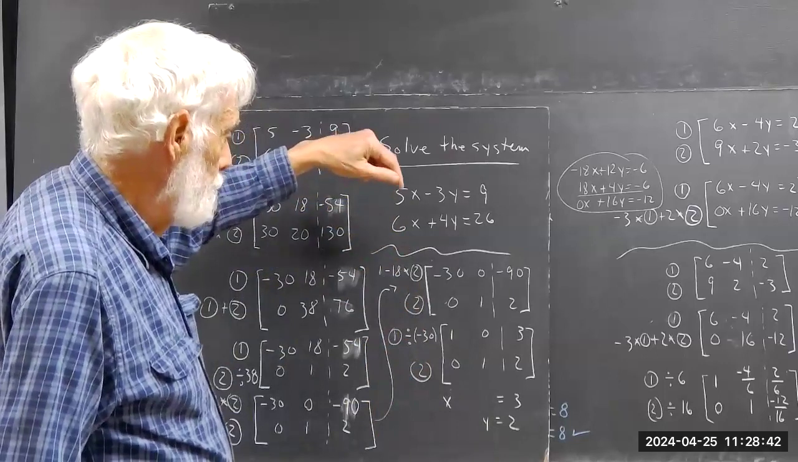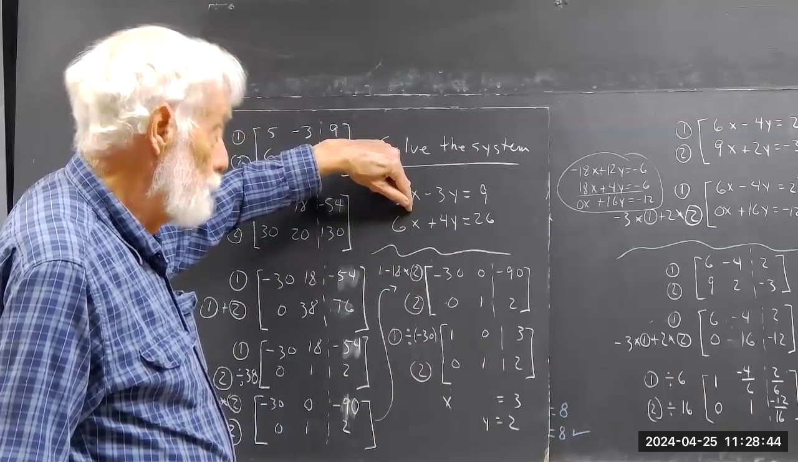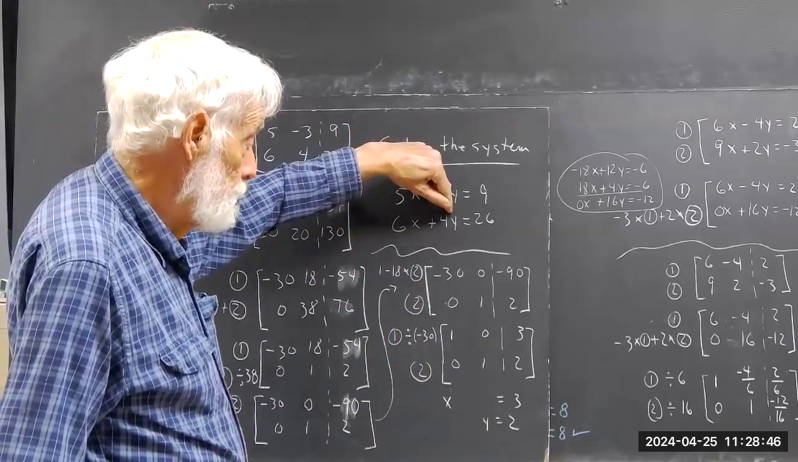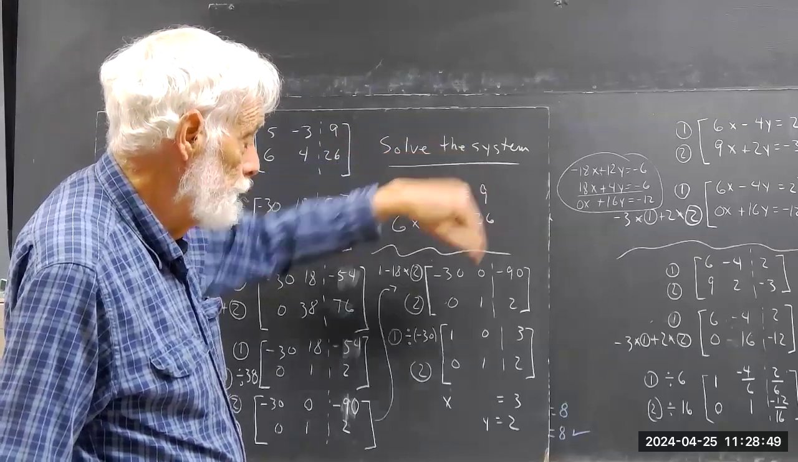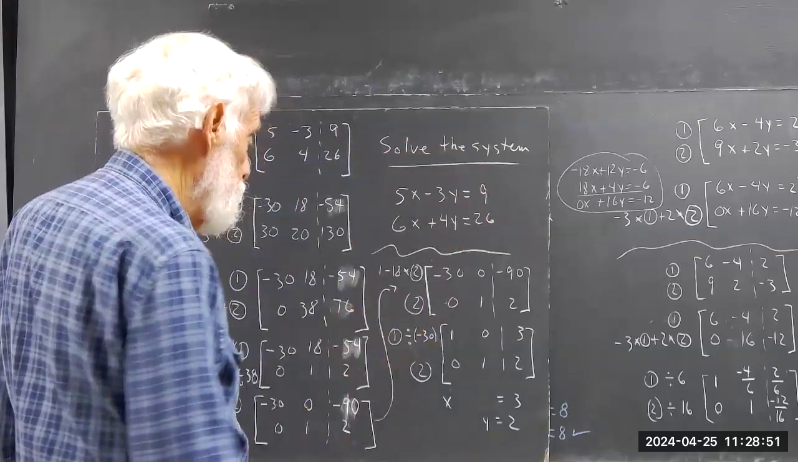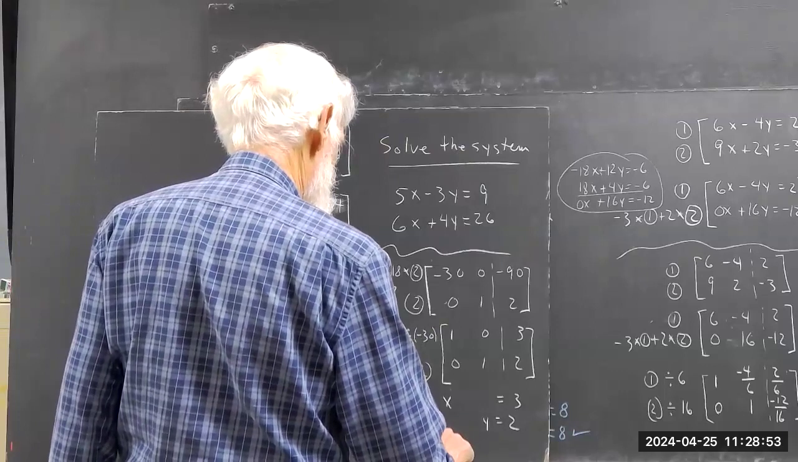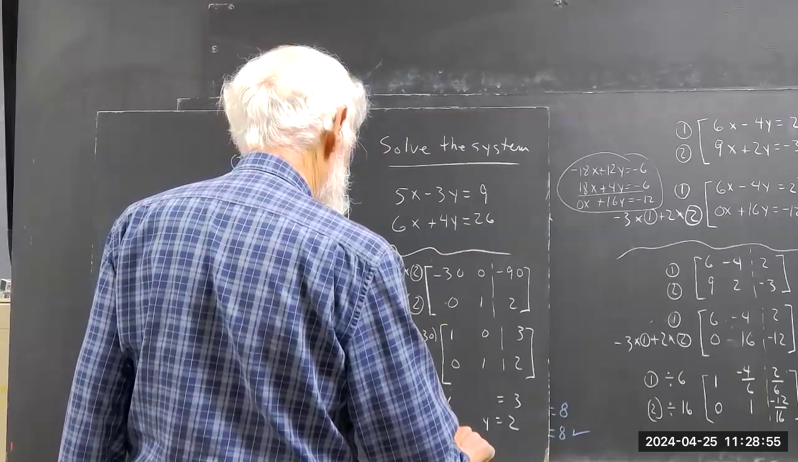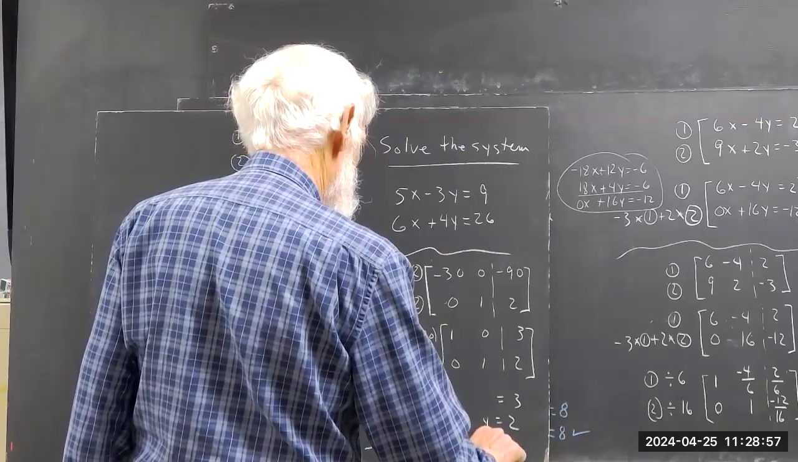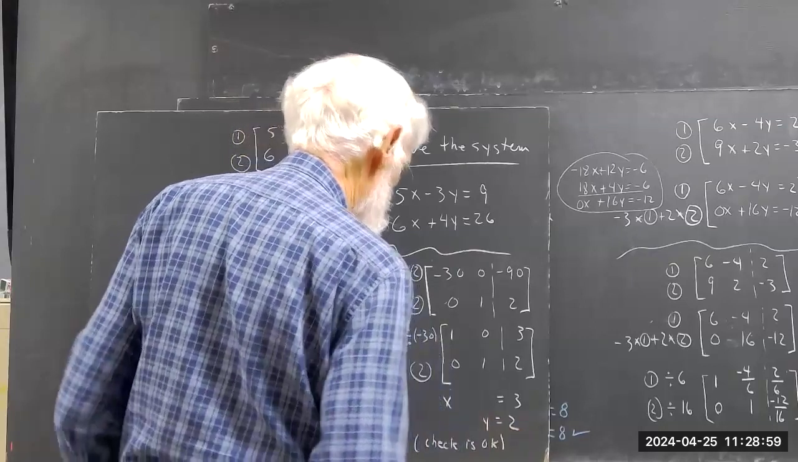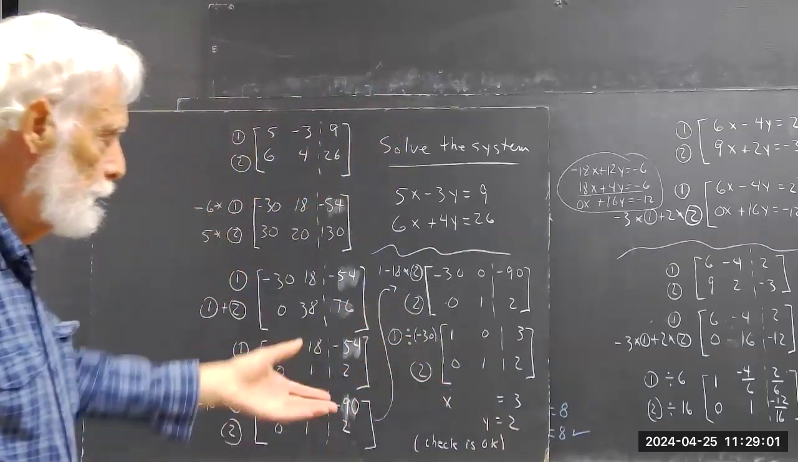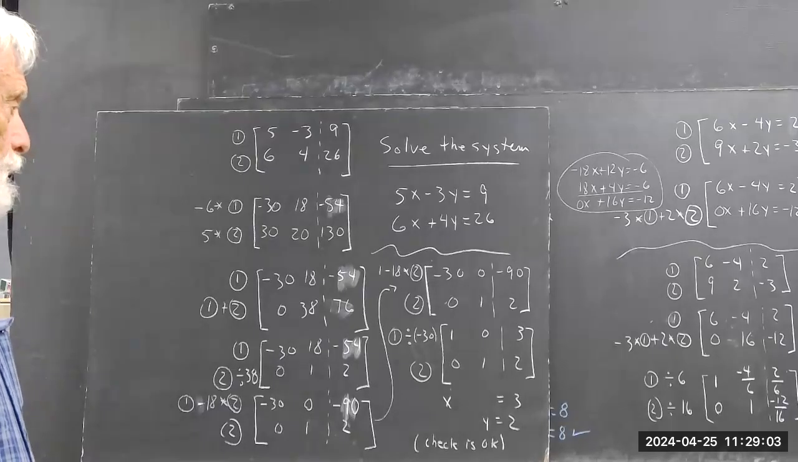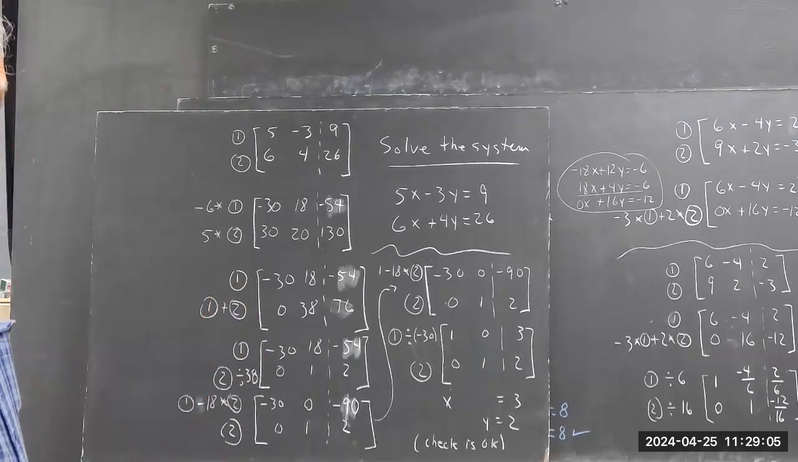Replace x and y again by 3 and 2. 6 times 3 is 18. 4 times 2 is 8. 18 and 8 gives us 26. And we check. Now, I did that with my pointing and I did it in my head because the numbers are easy. But you usually will want to write that out, especially on the test.